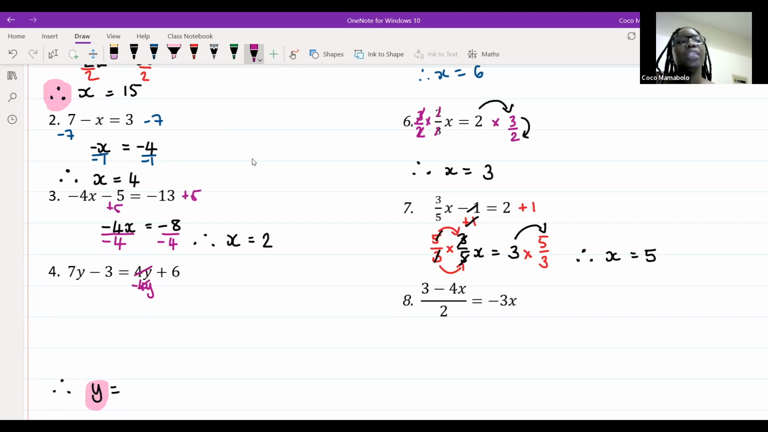Yes, ma'am. So I can do the same thing on the other side, because I can't just do it on one side. I have to do it on both sides. So the 7y also becomes negative 7y? No, because the 7y was already on the left-hand side, so we can't change it. The thing that we're bringing to the left is the 4y, which then becomes negative 4y.